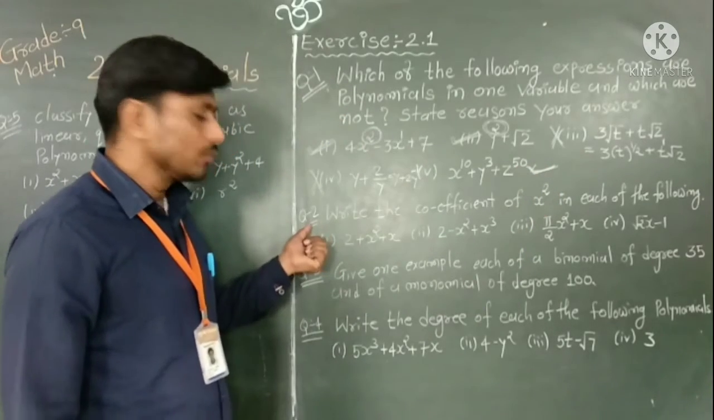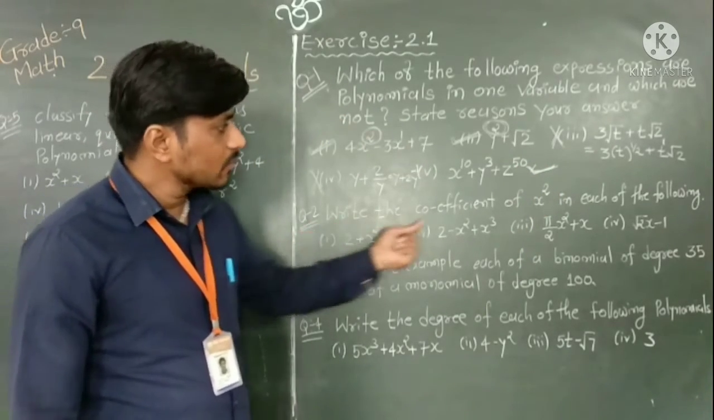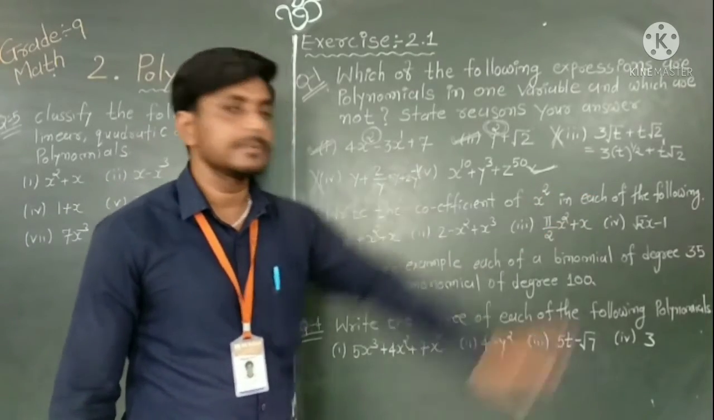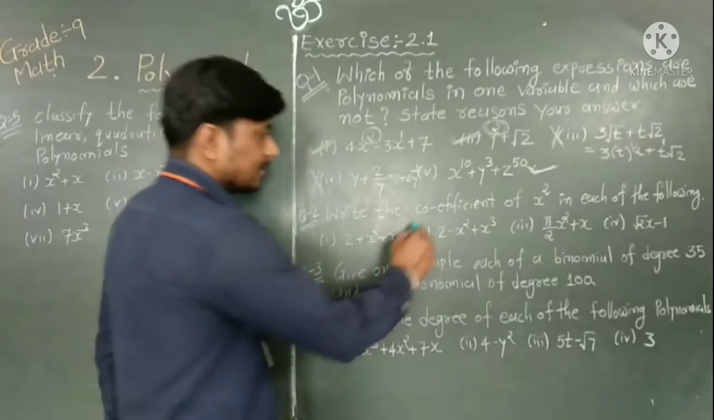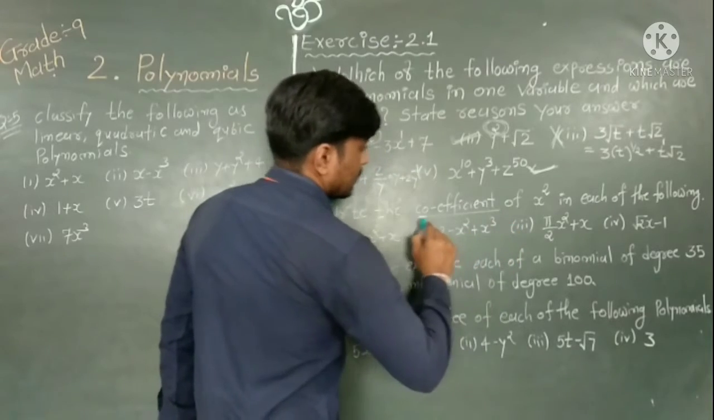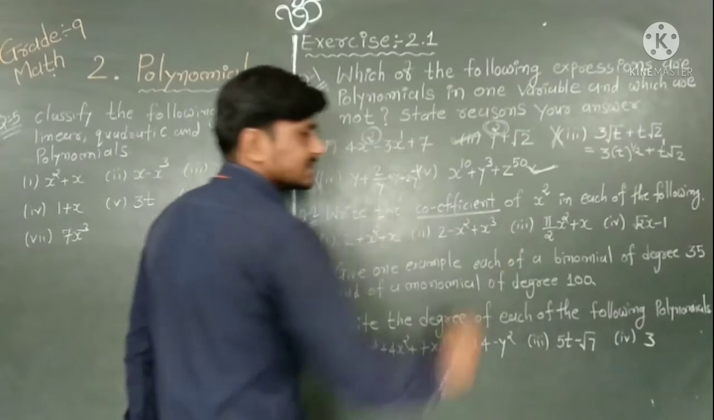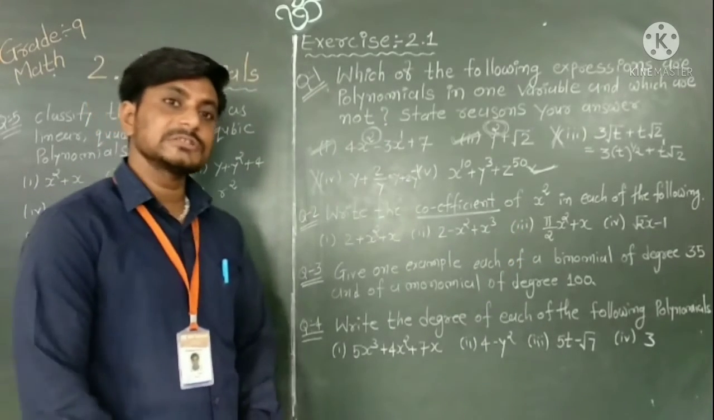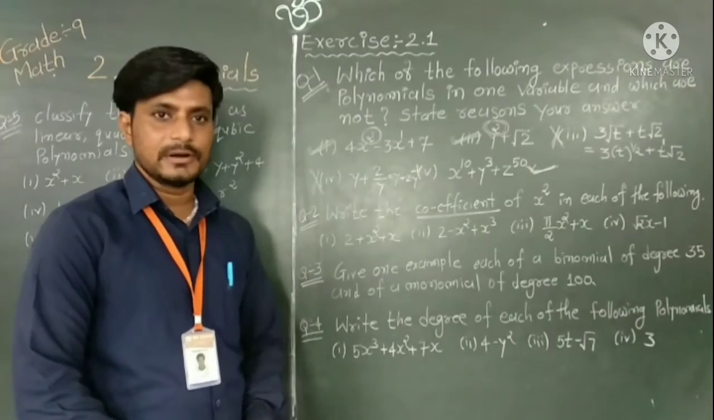Okay. Now look, second question. Write the coefficient of x square in each of the following. Now, what is the meaning of coefficient? Coefficient means that number which is multiplied with the variable.